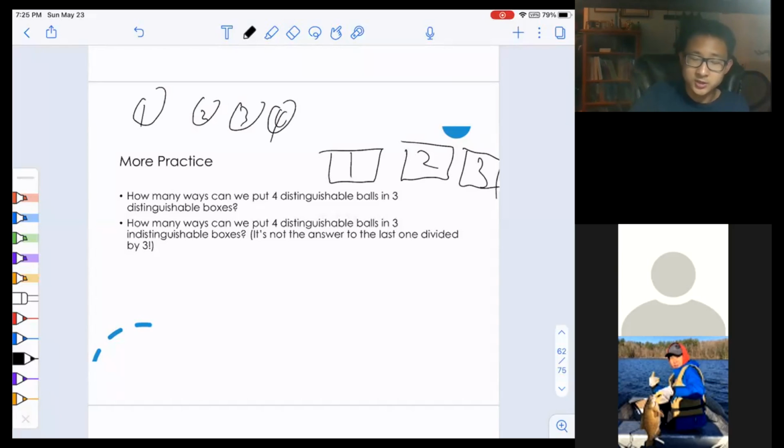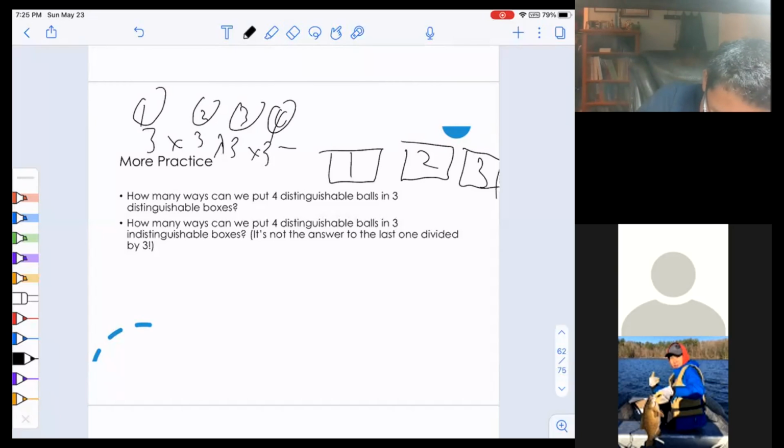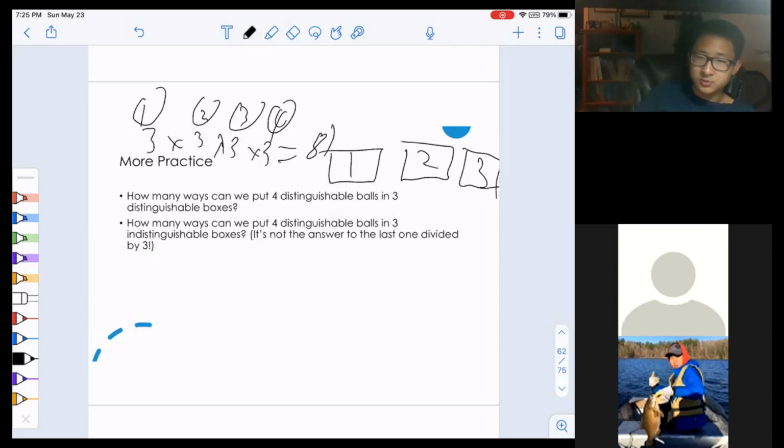So we have to put all 4 balls into 3 boxes. So each ball has 3 choices, right? So that would be 3 times 3 times 3 times 3, and that would equal 81. And since you can tell the boxes apart, you just have 3 locations for each ball. So it's as simple as that.